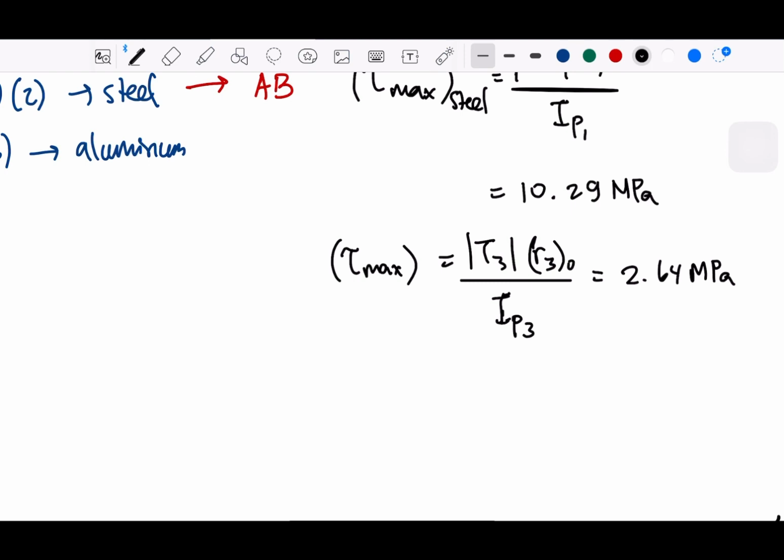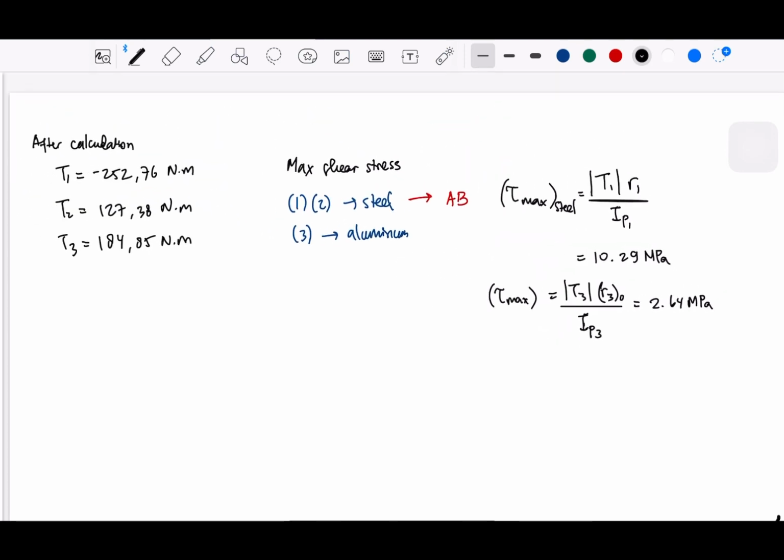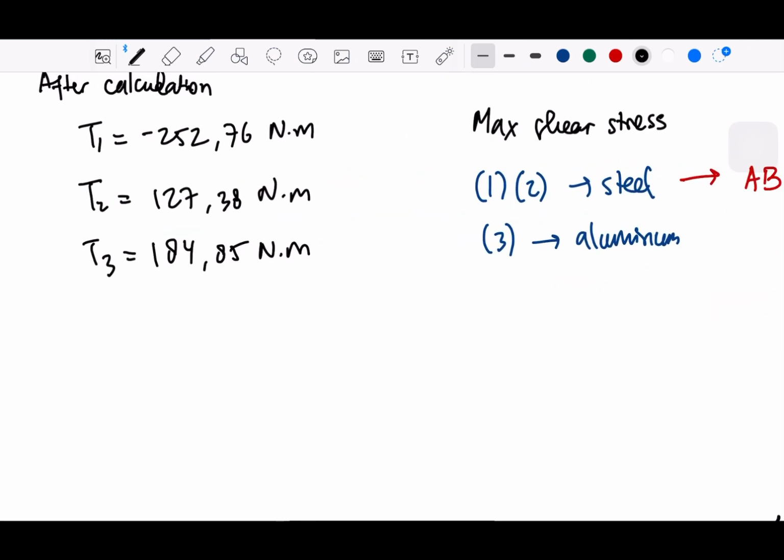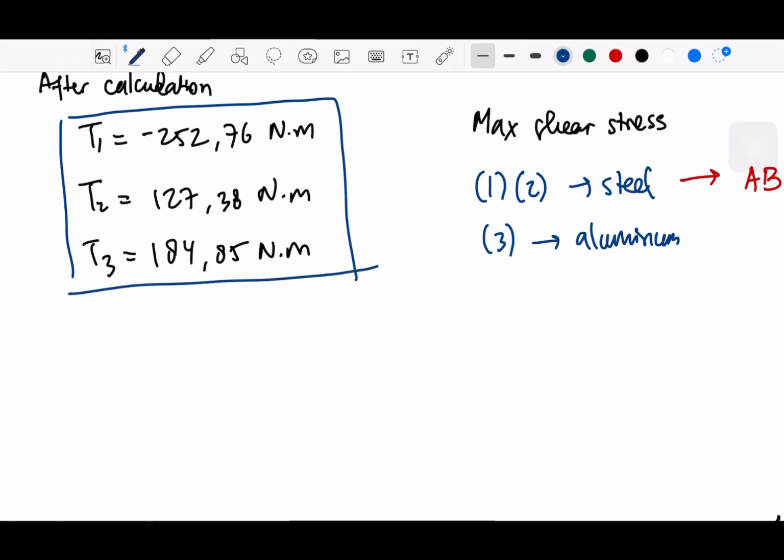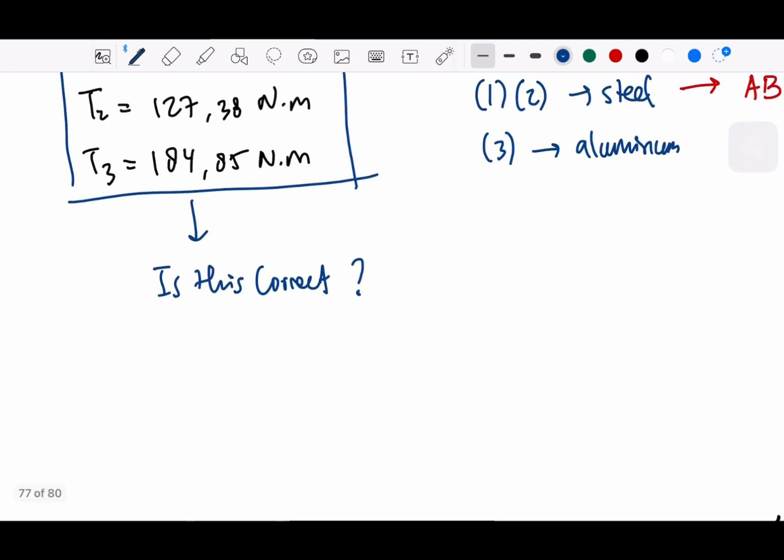Okay, to check whether our answer is correct or not, especially this T1, T2, T3. Perhaps you want to know whether your answer is correct in the calculations. If you get some problems, you can check other nodes. So check nodes A and B. So check TA and TC.